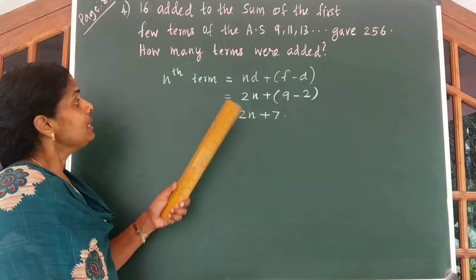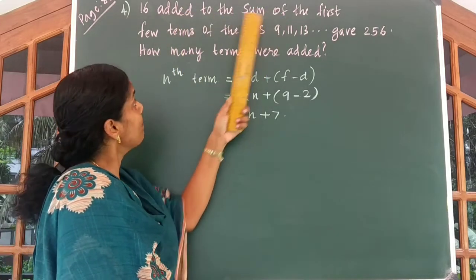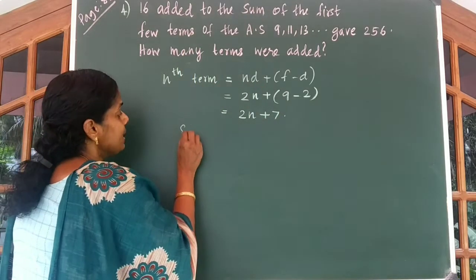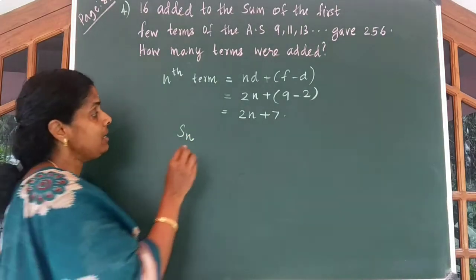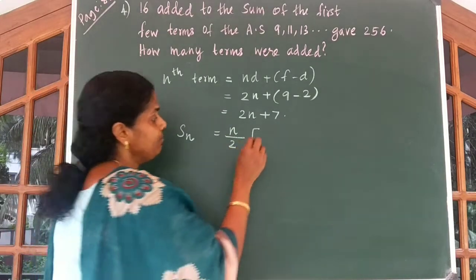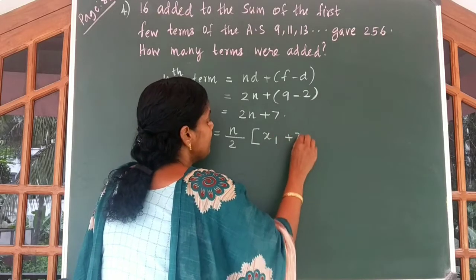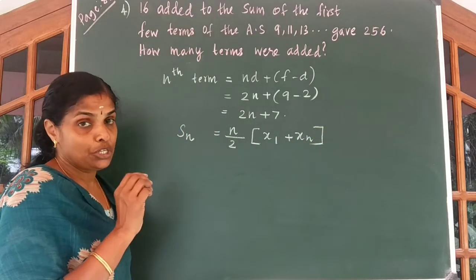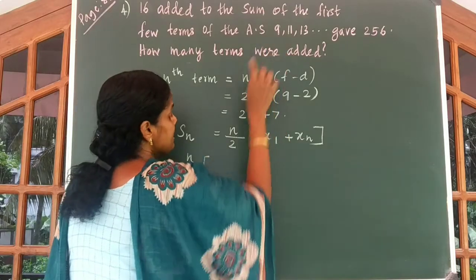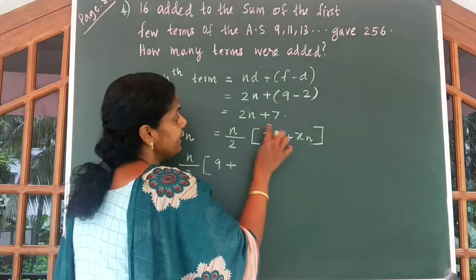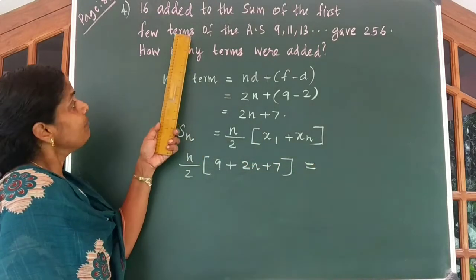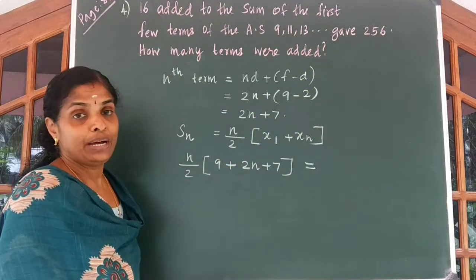Now we are given 16 is added to the sum of first few terms. So let us use our formula for sum of terms. Just now we saw sum of terms Sn is equal to n by 2 into first term plus nth term. Let me write the formula. First term plus nth term. Now let us substitute all the values. n by 2 into first term is 9 for us plus nth term we got as 2n plus 7 is equal to, we are given the sum is equal to 256.